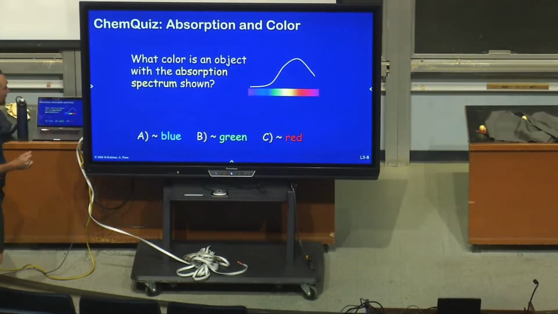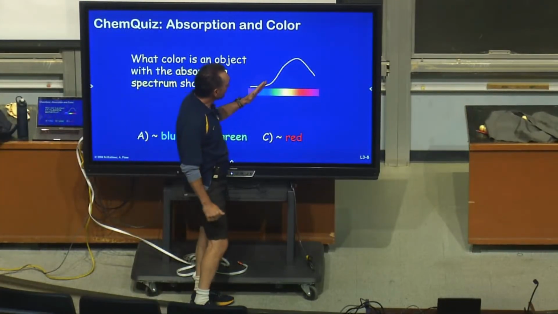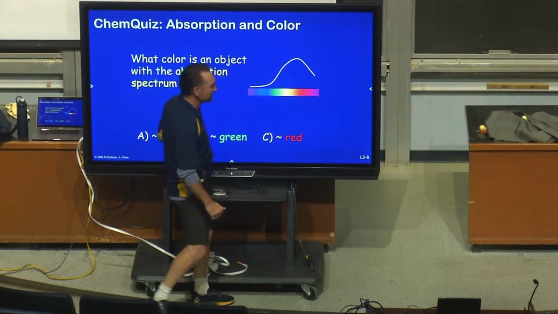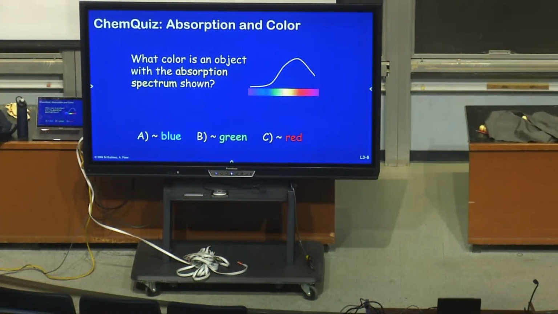So let me ask you this. What color is an object that has this absorption spectrum? So if the teaching assistants will stand up and talk to the crowd, we'll talk about that one for a minute.